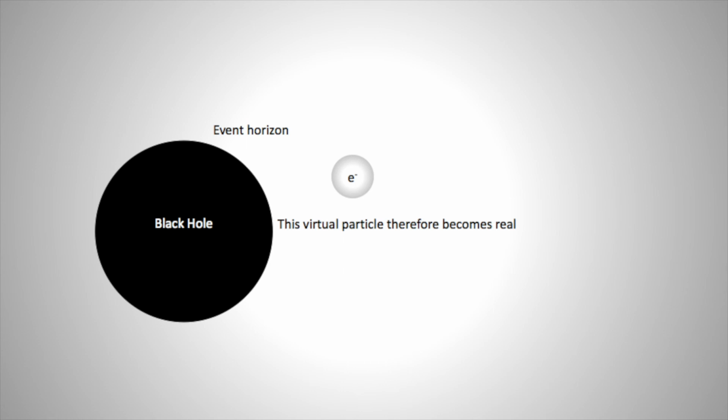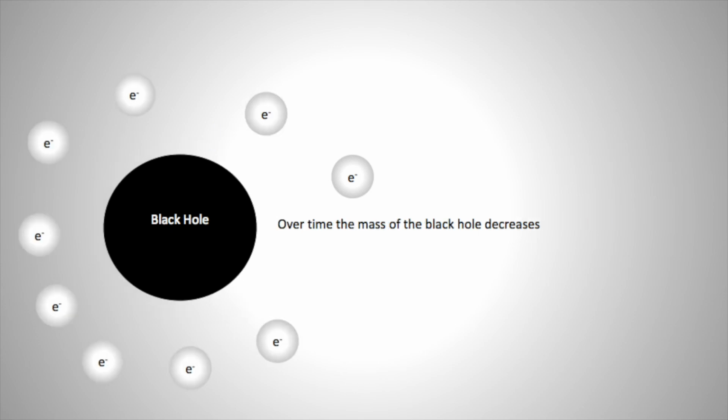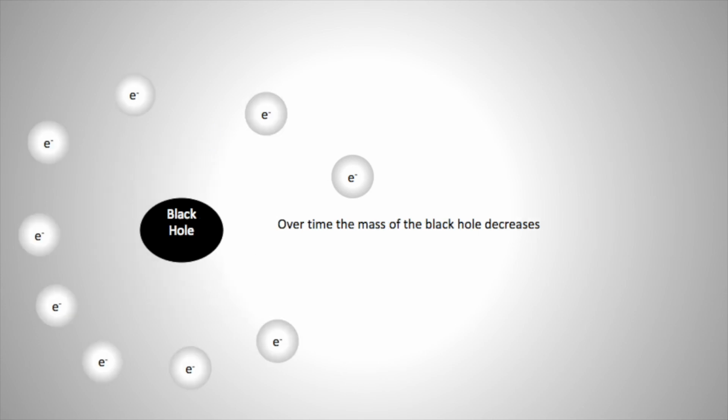The only place this energy can come from is from the mass of the black hole, which means that over time, the black hole loses energy to produce particles, and we call these Hawking radiation, which is eventually how black holes die.